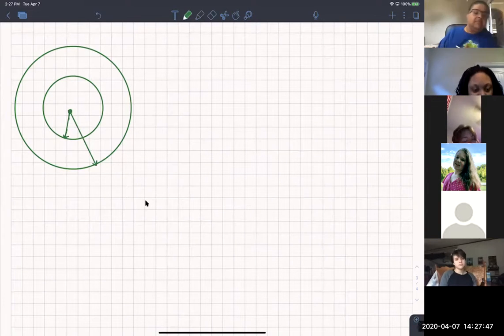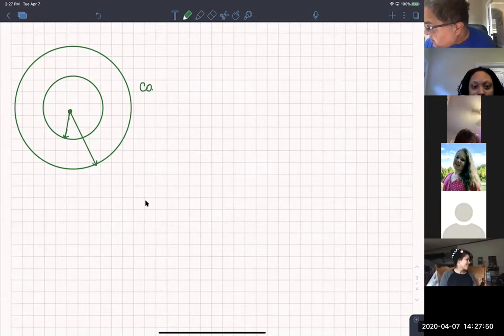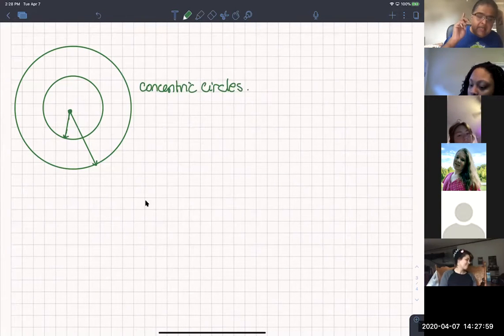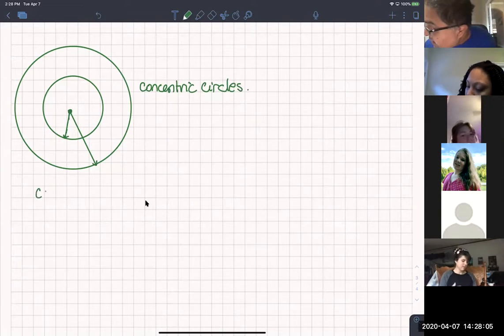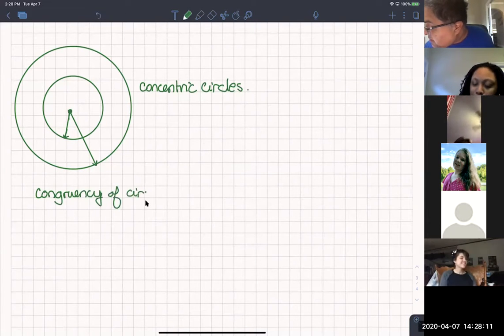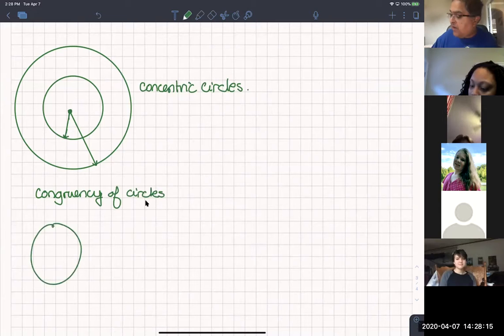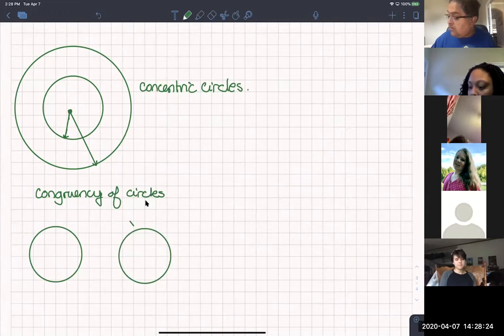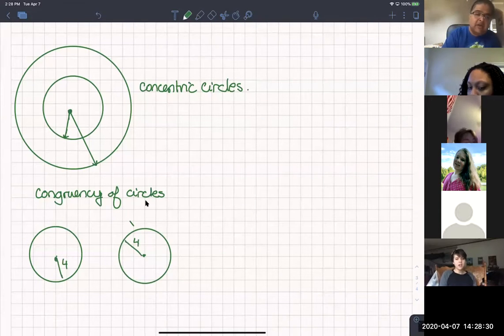Now, when it comes to circles, you need one thing to prove that circles are congruent. To show congruency of circles, the radius must be the same. So if you have two circles whose radii are the same, we can say that those circles are congruent. So if this was, say, 4, and this circle was also 4, we can say that these two are congruent circles. That means they're the same size.